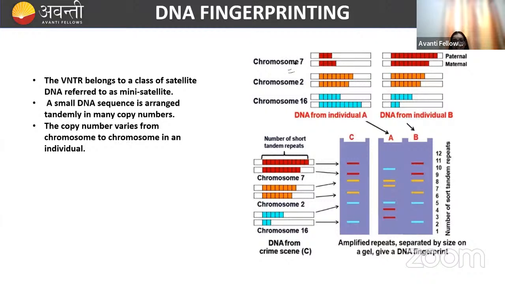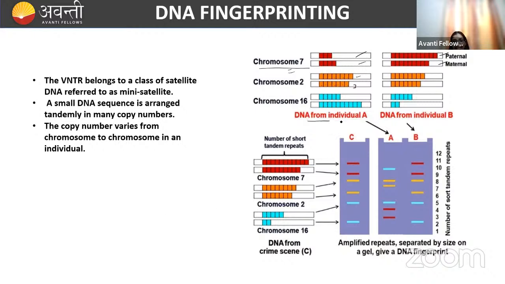You can see in this image, there's chromosome number 7, and this is a paternal chromosome, and this is a maternal chromosome. This is also paternal, this is maternal. You can see the variation, or the difference, lies in the repeat units. In the repeat, here it is 3, here it is 1, 2, 3, 4, here it is 1, 2, 3, 4, 5, 6, 7, 8. Here it is 1, 2, 3, 4, 5, 6, 7. You can see this variation or difference in the repeat units: it varies from chromosome to chromosome in an individual.